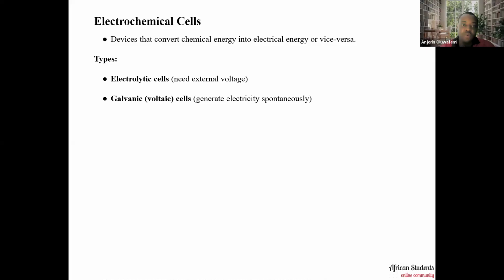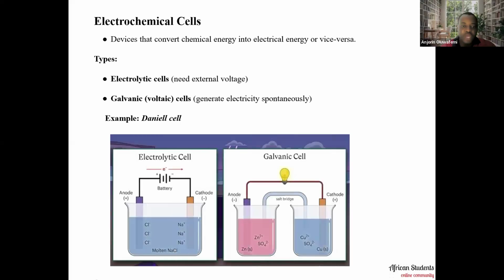That's the second type of electrochemical cell. An example is the Daniell cell. So we have something like this. This is the electrolytic cell. You can see the setup.